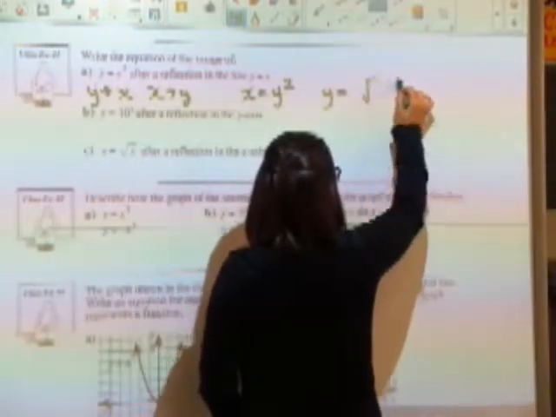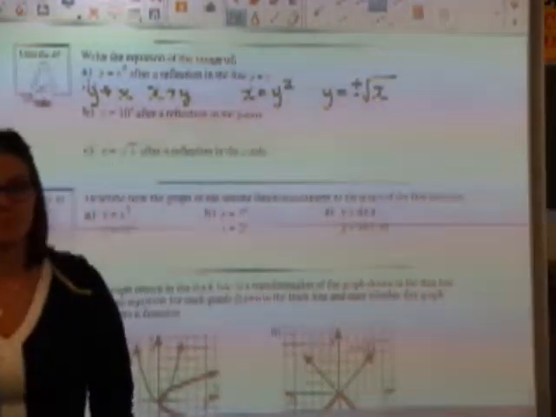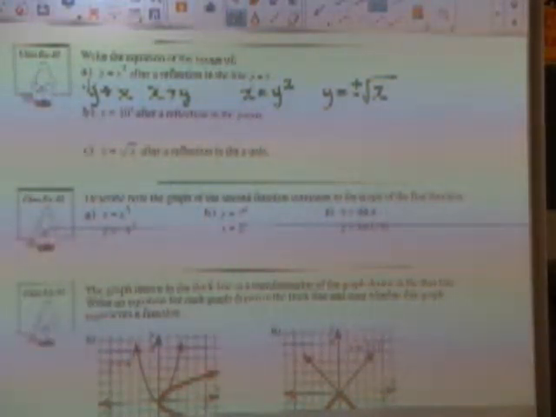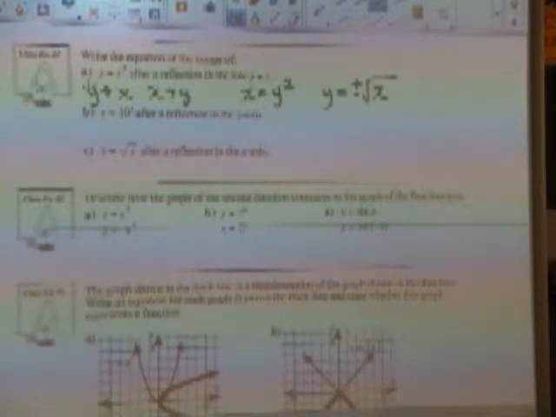Okay, and what should go in front of the square root of x? Plus or minus. Plus or minus. Okay. When we take the square root of a number, we generally don't deal with the plus or minus, but because we've got a variable, that's where the plus and minus comes in.